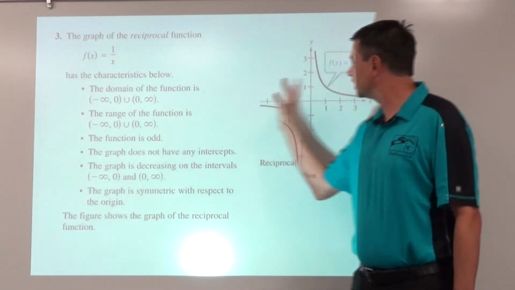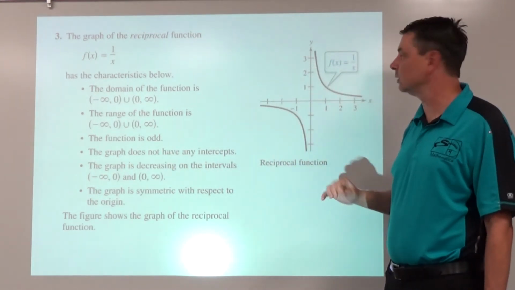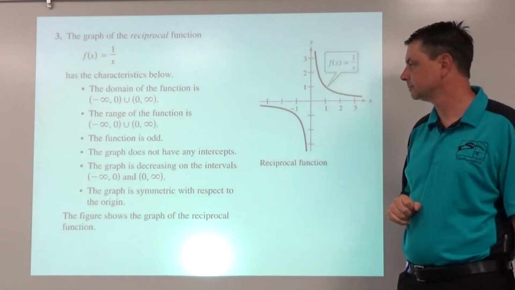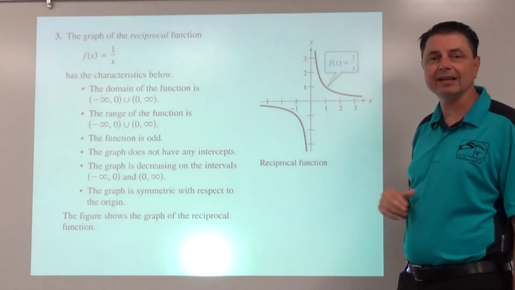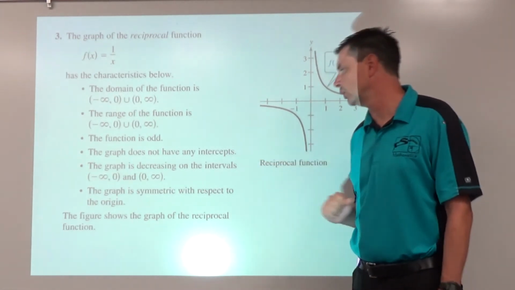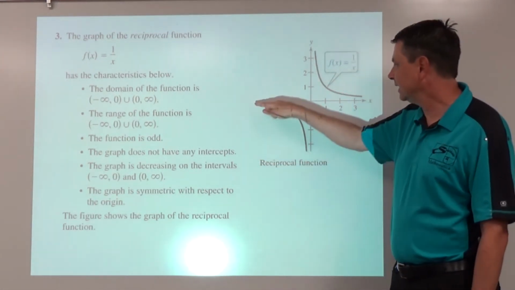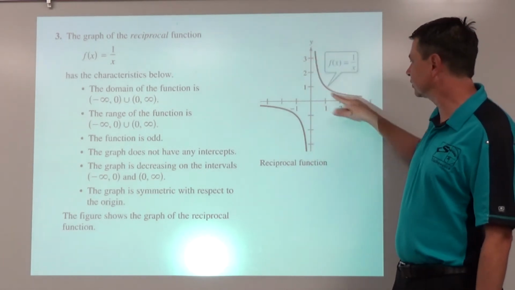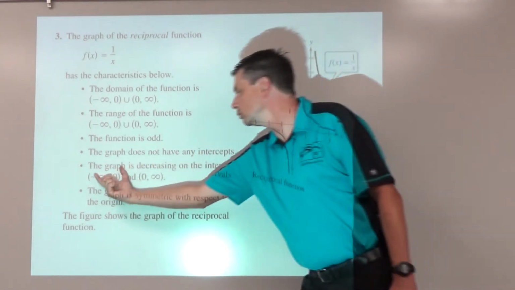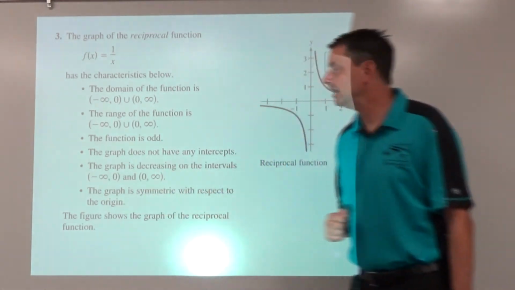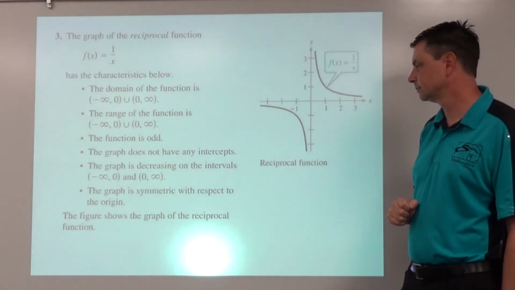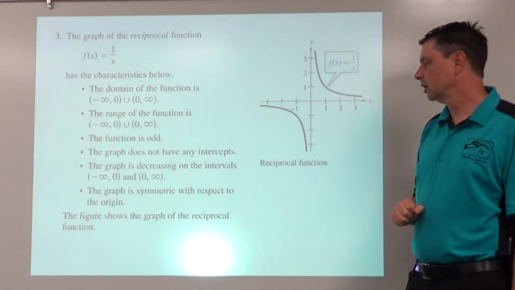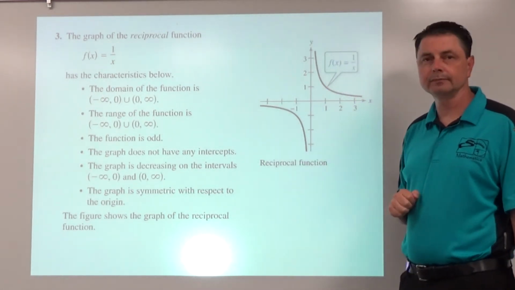It is odd because if we spin it halfway around, this ends up over there, and this part ends up over there. It doesn't touch an x-axis or a y-axis, so it has no intercepts. It is decreasing over here, and it is decreasing over here. So it has those two parts where it's decreasing. And we already talked about, since it's odd, it's going to be symmetric with respect to the origin.